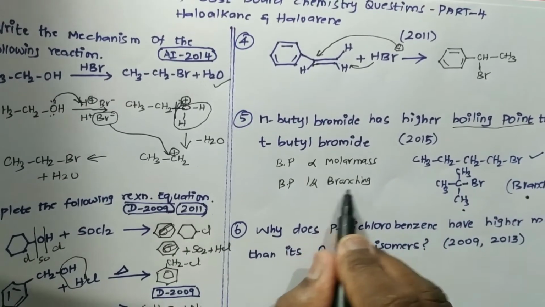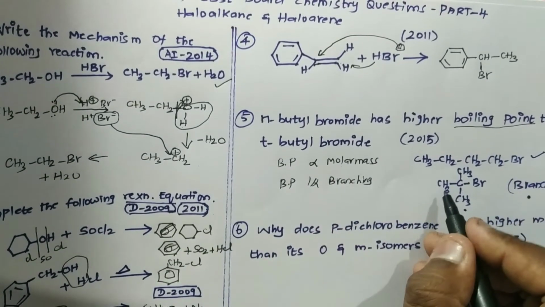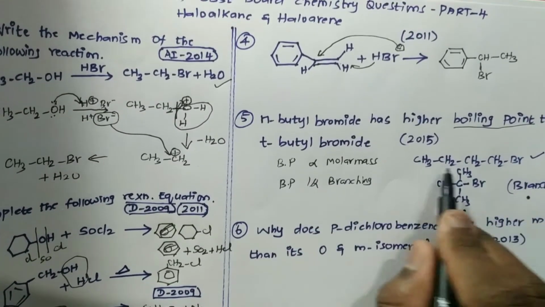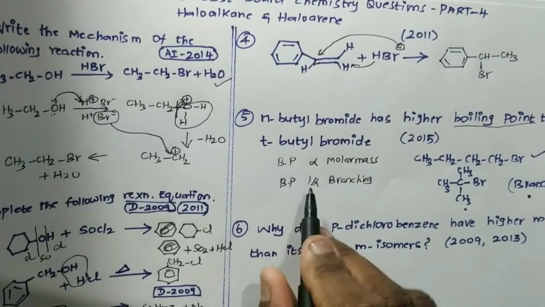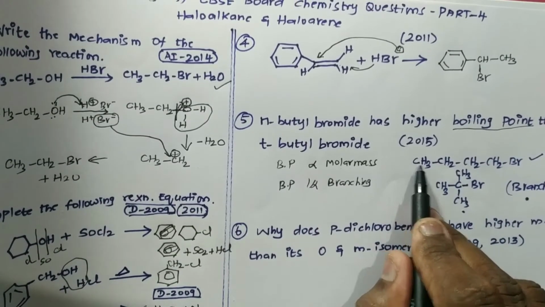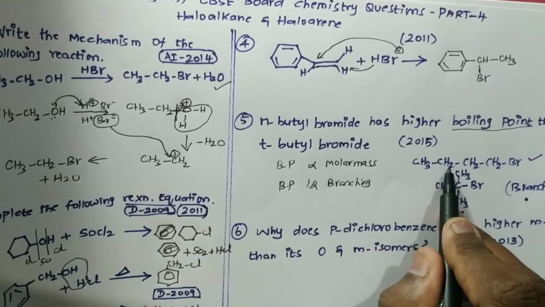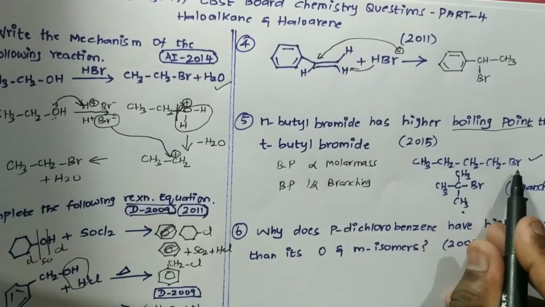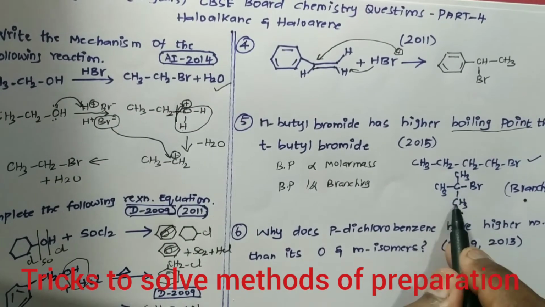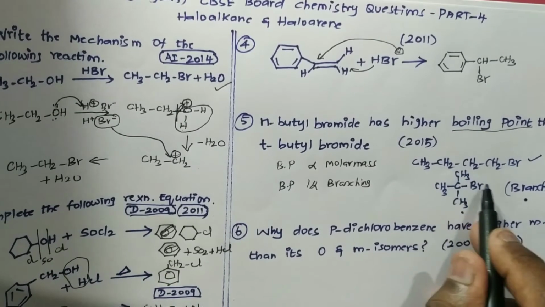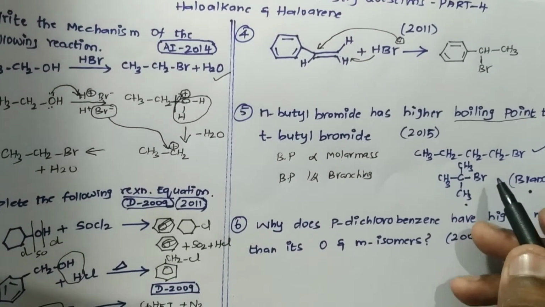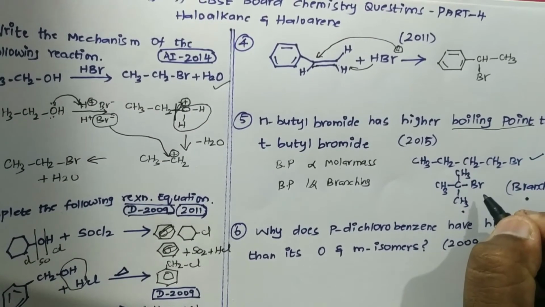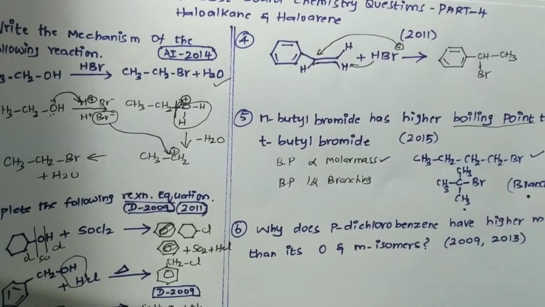So it has a lower boiling point, because the molar mass is the first concept. Both are having the same molar mass, because here also 1, 2, 3, 4 carbon atoms, 9 hydrogens, and one bromine is there. And here also 4 carbon atoms, 9 hydrogens, and bromine. Both are isomers, with the same molecular formula. So the molar mass concept is fine.